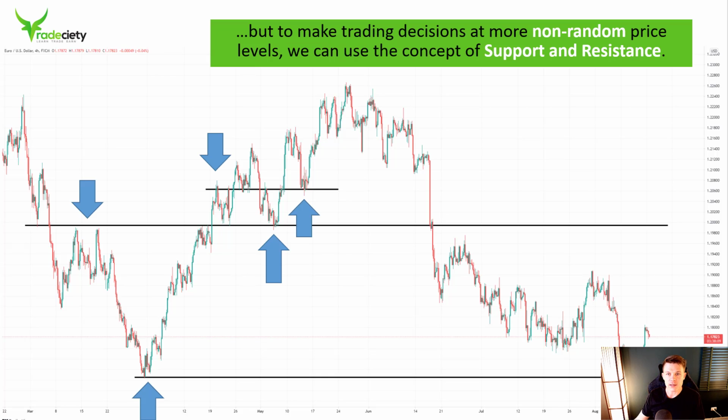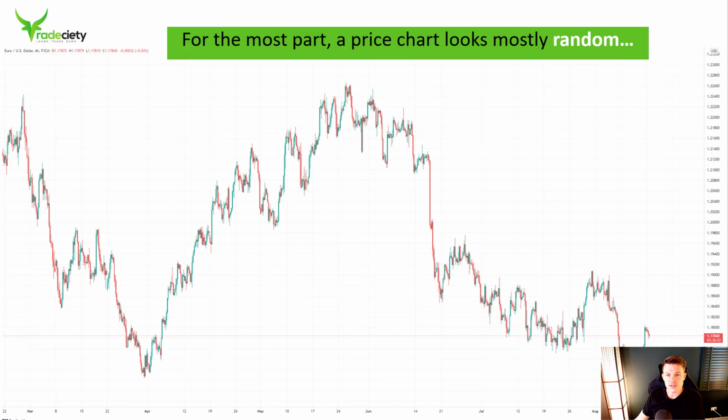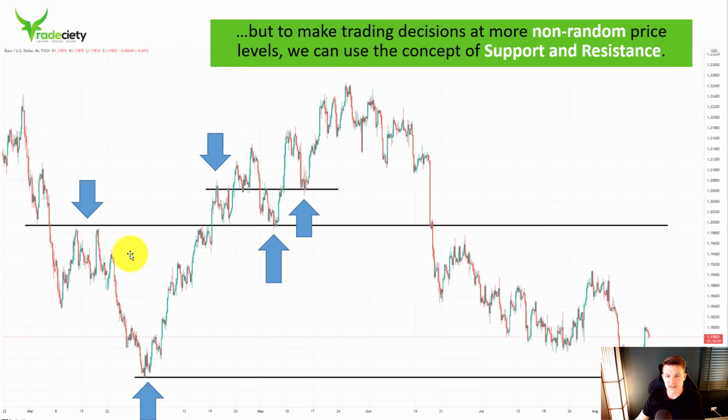So how do we do that? There are many concepts that we can choose from. One of the main concepts is the concept of support and resistance. So we use that information, what we have here. And what you'll see is that the market very often reacts to a specific price level multiple times. You can see that when we draw them in, suddenly the price action looks a little bit less random, right?